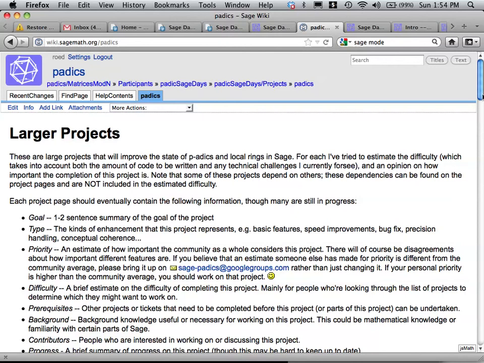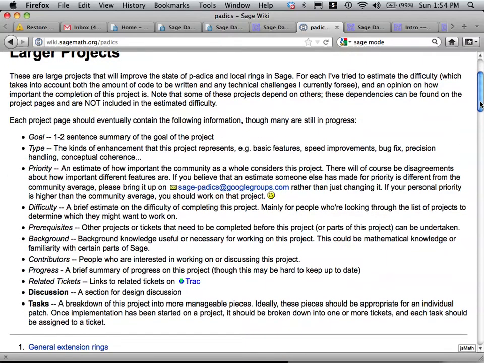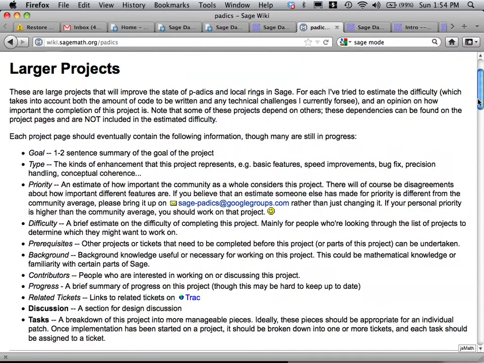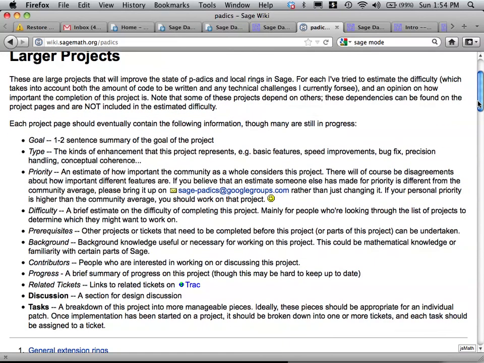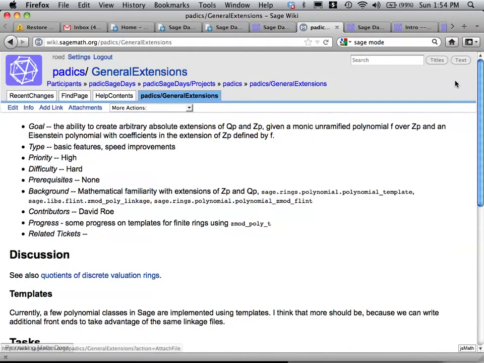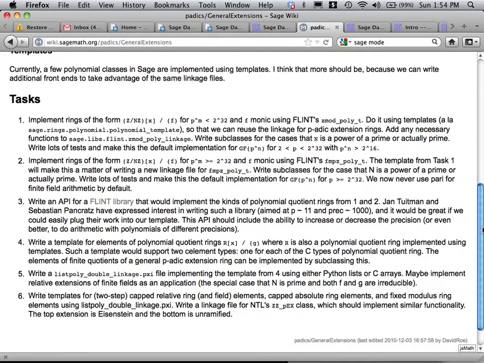Somewhere on the projects page there's a wiki page I made a year and a bit ago about a bunch of projects to improve the state of p-adics in Sage. I've already mentioned some of them briefly. This is just an overview, and each one of these is a link to something with hopefully more details.